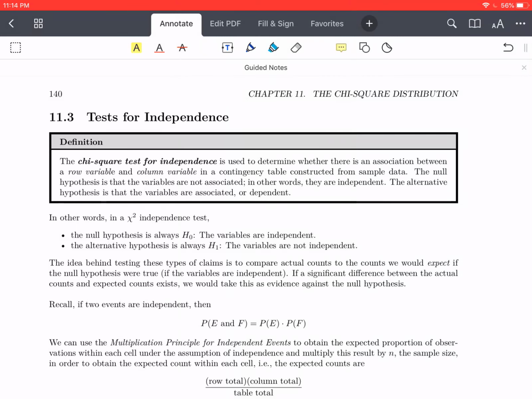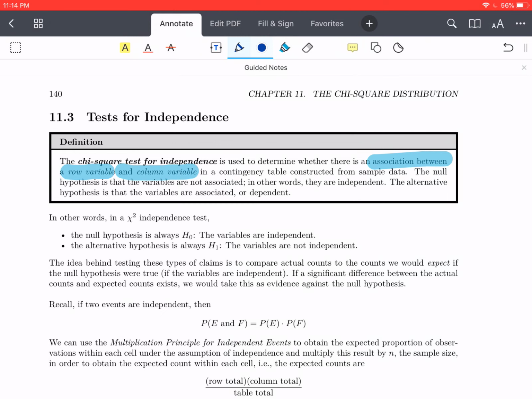Welcome back, everyone. We are in section 11.3, looking at using our chi-square distribution for another type of hypothesis test. In this section, it's going to be a test for independence. So the chi-square test for independence is used to determine whether there is an association between a row variable and a column variable in a contingency table constructed from sample data.